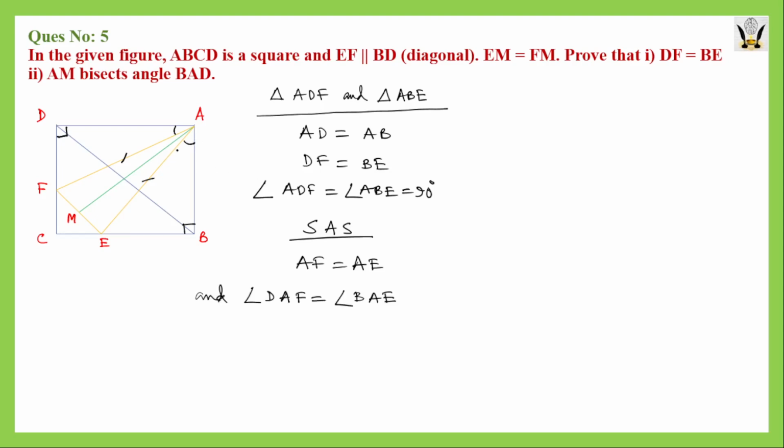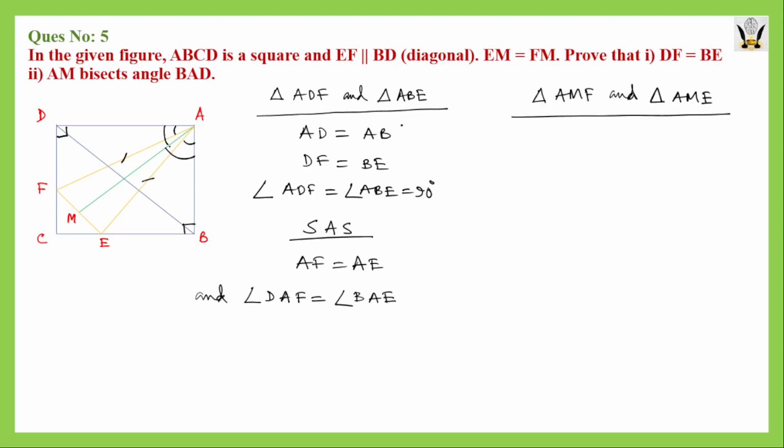Now next we will prove congruency between these two triangles AMF and AME, because to prove that this side AM bisects this angle BAD, we need to prove that this total angle will be equal to this angle, right? And one part has already been proved, so the remaining part has to be proved to be equal, and for that we need to choose these two triangles and prove the congruency between them.